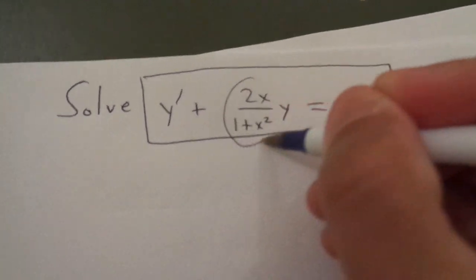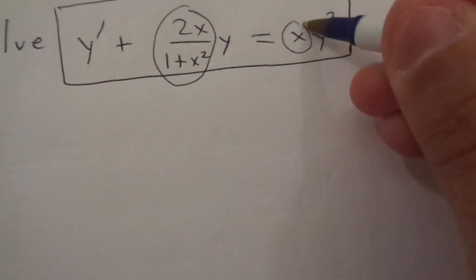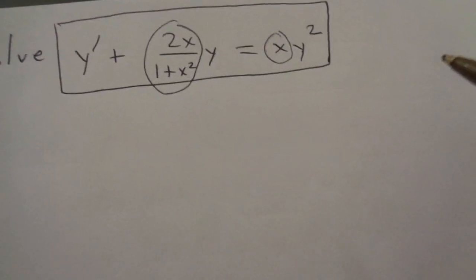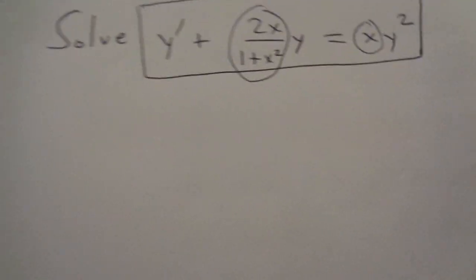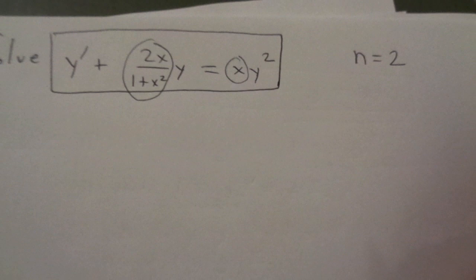Notice that here is the p of x that we're used to seeing, and this right here is the q of x that we are used to seeing, but we have y to a power right here. Remember that that power is what I usually call n. So n would be 2.